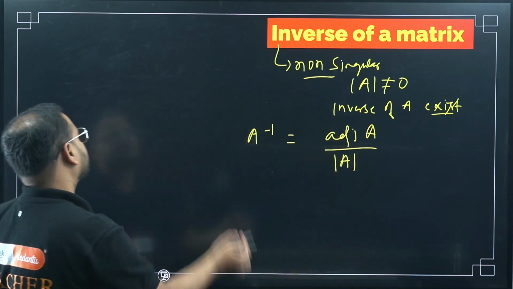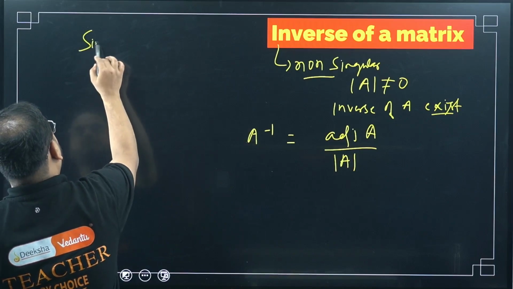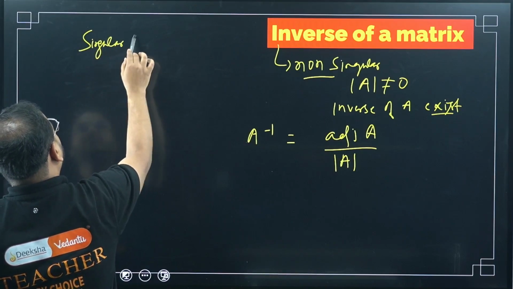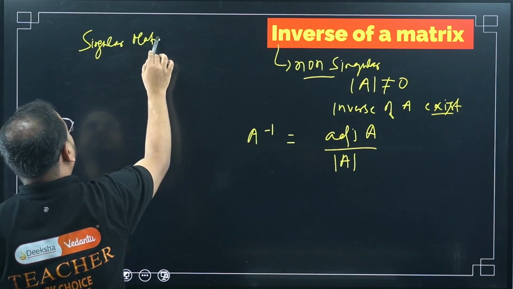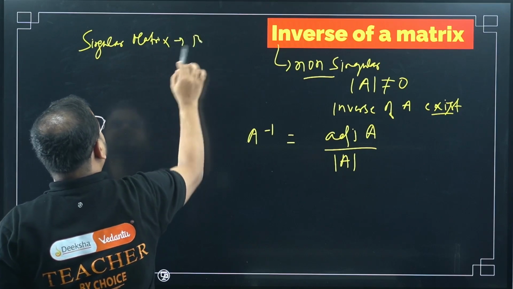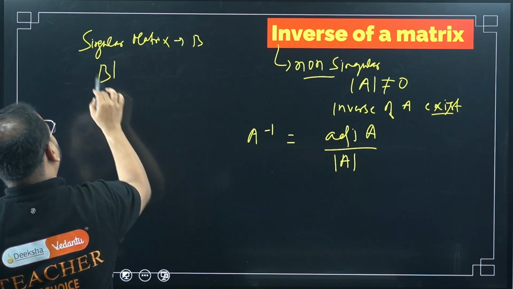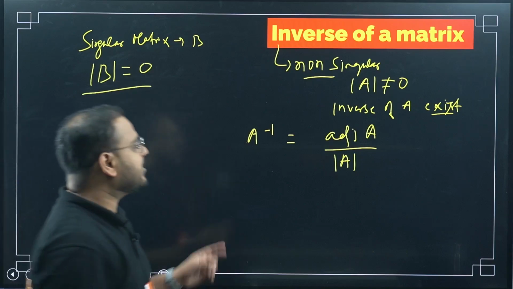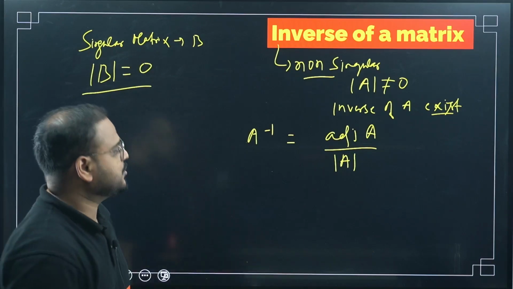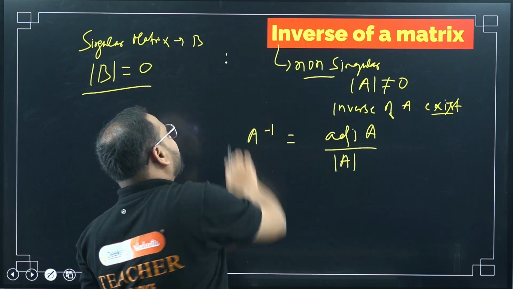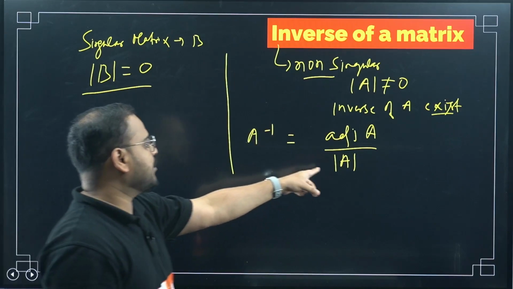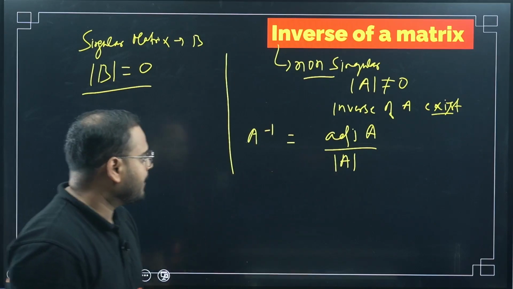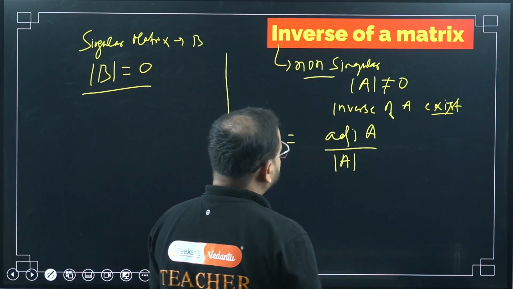What is a singular matrix? Let's say I have a matrix B as a singular matrix, then the determinant of B will be what? Equal to 0. For a singular matrix, we have the determinant as equal to 0. So only for a non-singular matrix we get this condition, A inverse equals adjoint of A upon determinant of A. Okay, all right. So I hope this is okay.